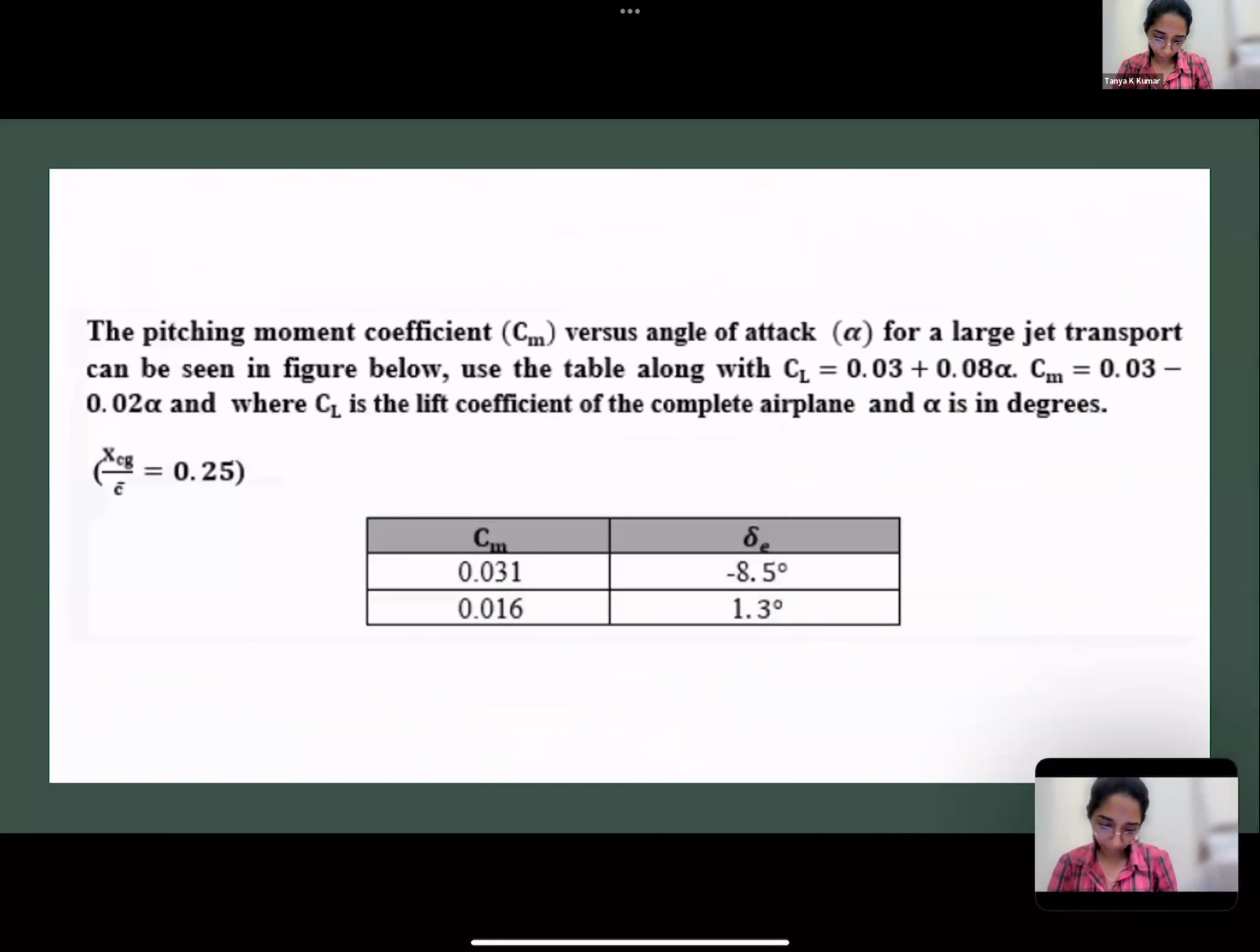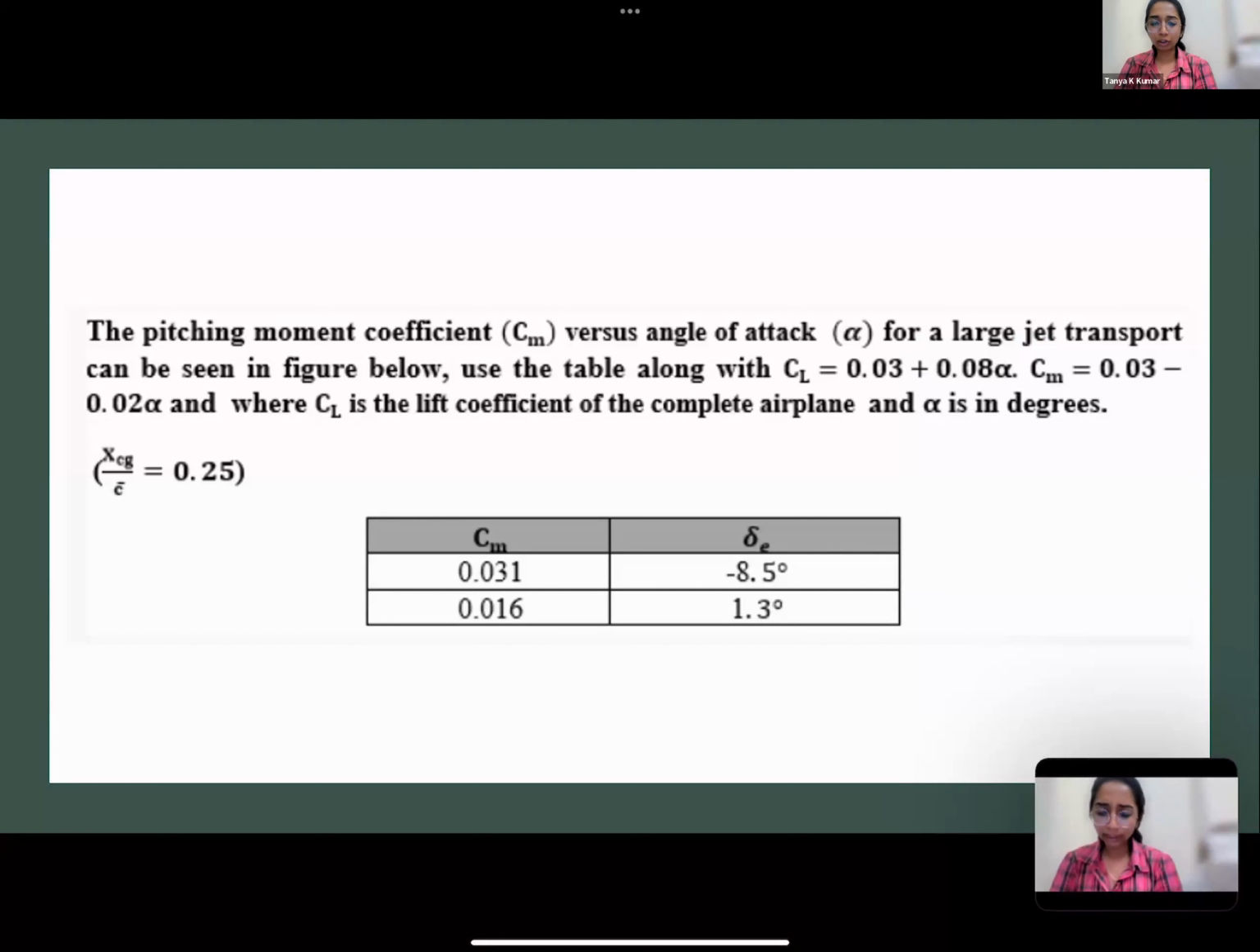Now let's go to the next question. The pitching moment coefficient CM versus angle of attack for a large jet transport can be seen in the figure below. Use the table along with the two equations: CL is 0.03 plus 0.08 alpha, CM is 0.03 minus 0.02 alpha, where CL is the lift coefficient of the complete airplane and alpha is in degrees. They've also given you the CG location.